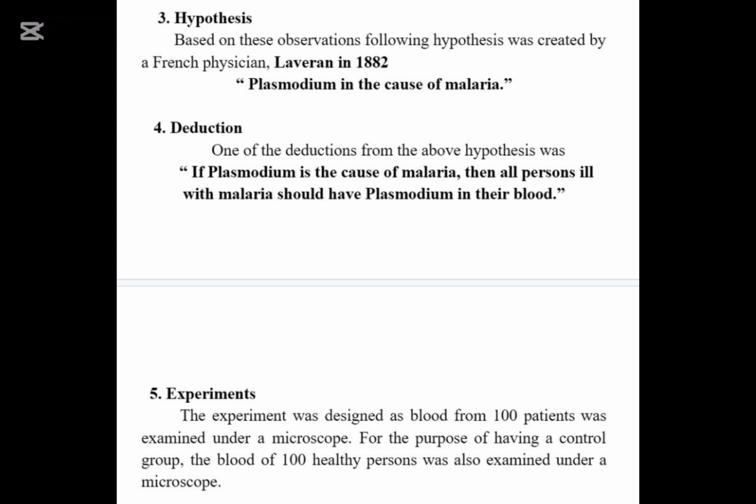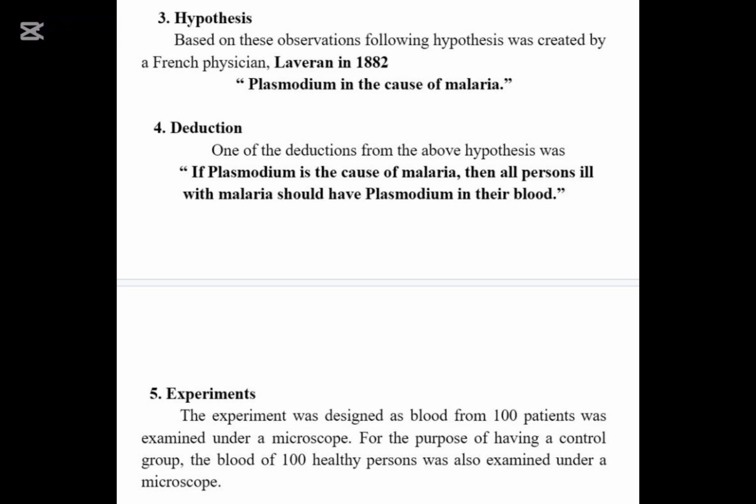The next step is deduction. From this hypothesis, or guess, scientists made a deduction. A deduction means: if this is true, then this should happen. The deduction was: if plasmodium causes malaria, then every person sick with malaria should have plasmodium in their blood. So it's a condition, which means if this is true, then this should happen. Deduction means this.